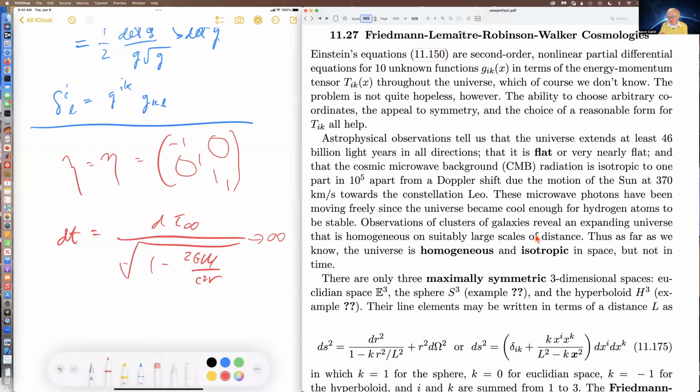The cosmic microwave background radiation is isotropic to 1 part in 10 to the 5th, apart from, of course, a Doppler shift due to the motion of the sun. The sun is moving at 370 kilometers per second, which is pretty fast, and it's in the direction of the constellation Leo. I have no idea what that is.